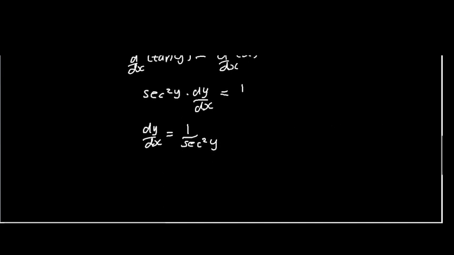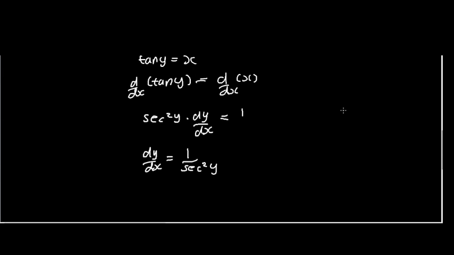But we are also going to use another trigonometric identity, which states that 1 plus tan squared y is equal to sec squared y. And this could be x, it could be any other letter. So we shall have sec squared y being equal to 1 plus tan squared y. So it implies that this one here is the same as 1 over 1 plus tan squared y.